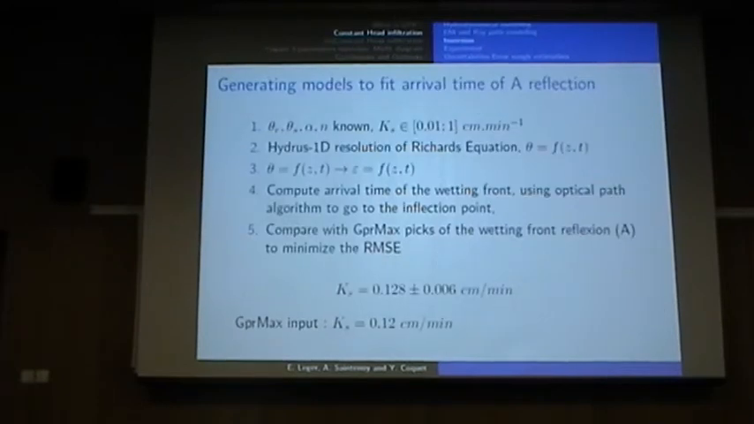So based on those facts, we would love to try to retrieve the saturated hydraulic conductivity of our radargram. So we generate saturated hydraulic conductivity, we resolve with the Richards equation, we obtain water content, we convert it to permittivity, and then we compute the arrival time of the wetting front using the optical path, and then we try to minimize the misfit. And we obtain a value of 0.128, and the input value, if you remember, was 0.12. So it's not perfect, but it's a good modeling.